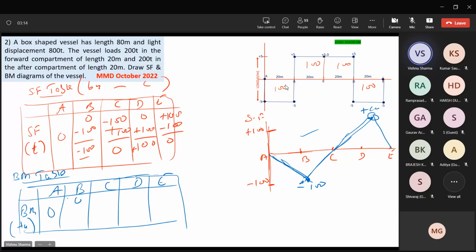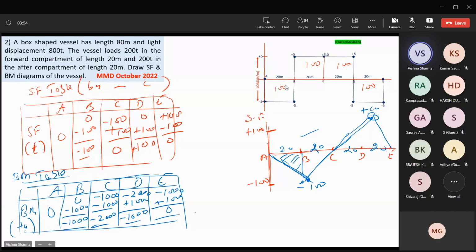0. Then it is minus this triangle, minus 1 by 2 into 20. Each is 20. So 10 into 100 minus 1000, yes or no? Is it minus 1000? Am I right, guys? Yes, sir. Area of the triangle? Yes, sir. This triangle, right? Then minus 1000, another minus 1000 becomes minus 2000. Minus 2000 plus 1000 becomes minus 1000. And minus 1000 plus 1000 becomes 0. Now we have the BM diagram.